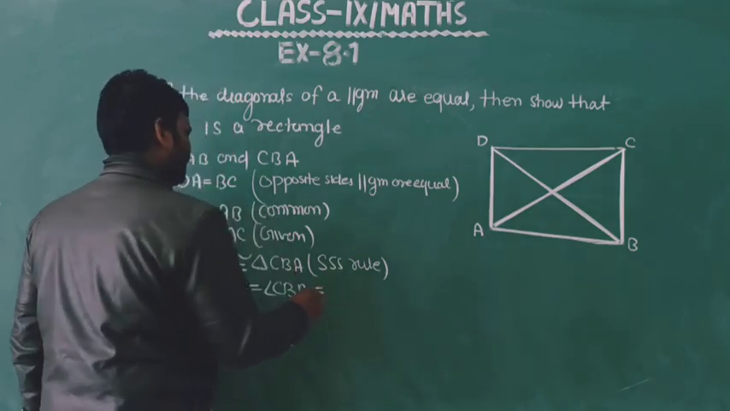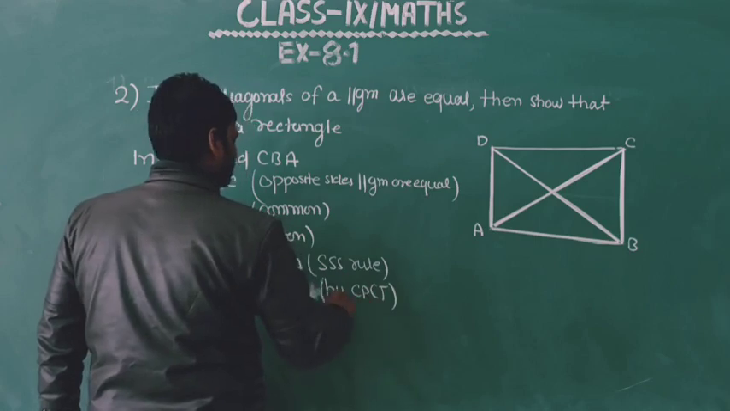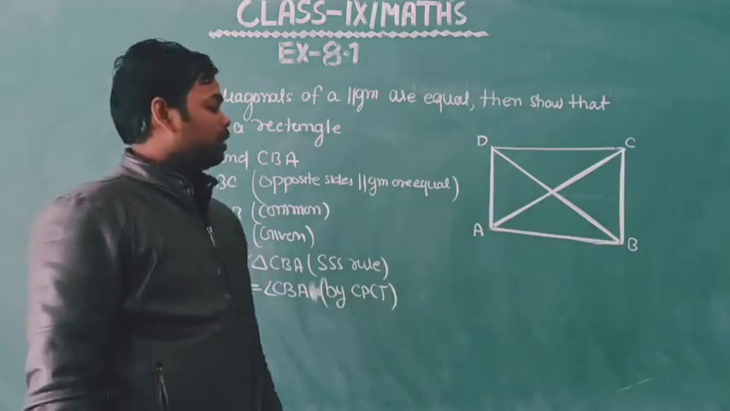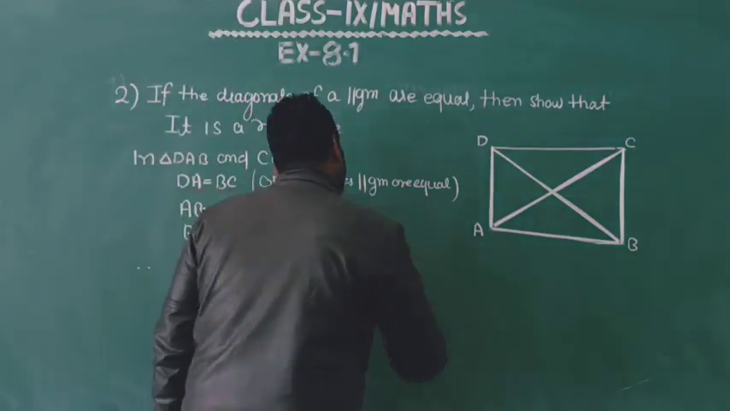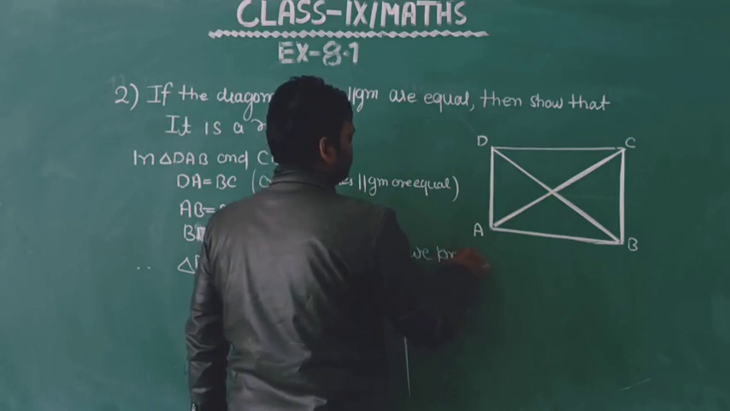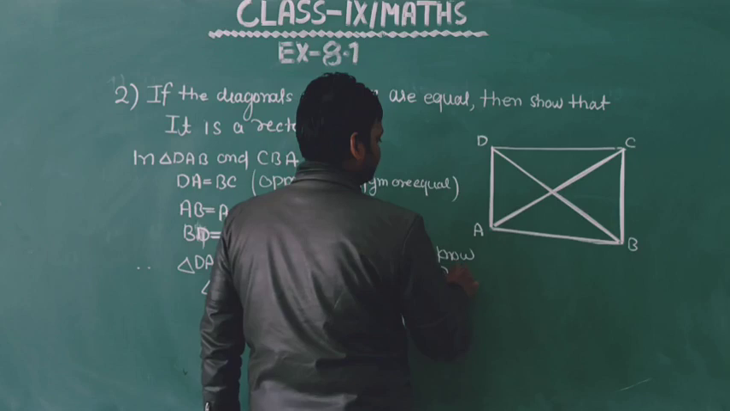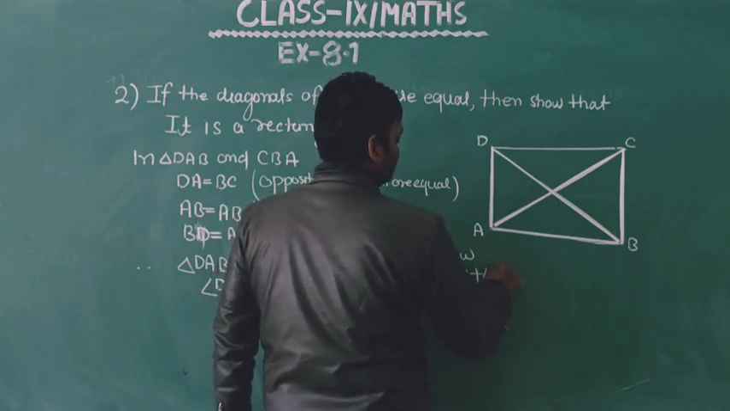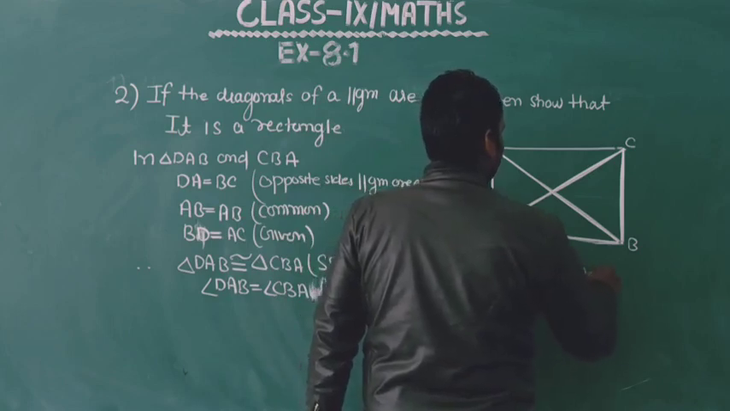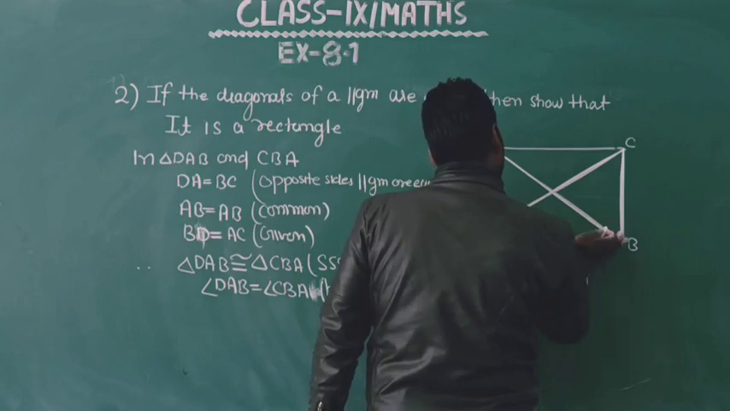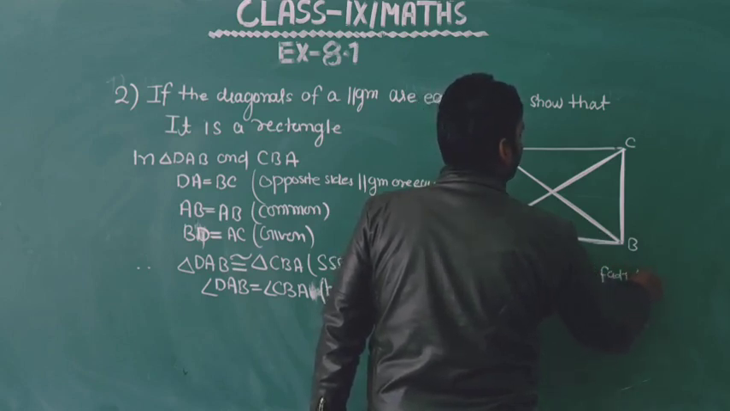This is written by CPCT, corresponding parts of congruent triangles. As we know, when two triangles are congruent, their corresponding parts are also equal. And as we know, in a parallelogram the sum of adjacent angles is 180 degrees. So angle DAB plus angle CBA equal to 180 degrees.